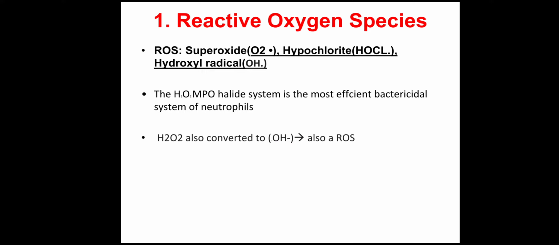These reactive oxygen species are produced by the activation of an enzyme present in the membrane of the phagolysosome, known as phagocyte oxidase or NADPH oxidase. So it has an important role in the formation of reactive oxygen species.